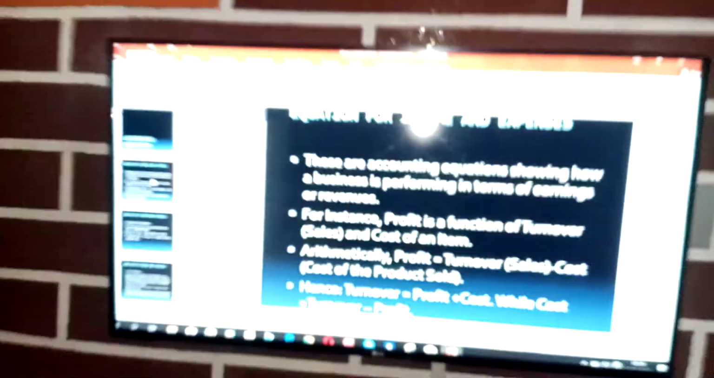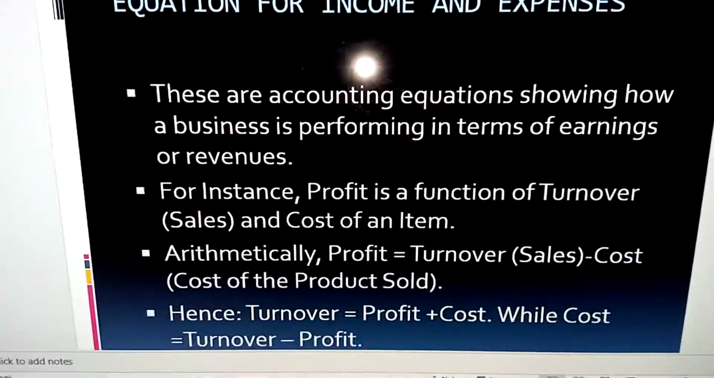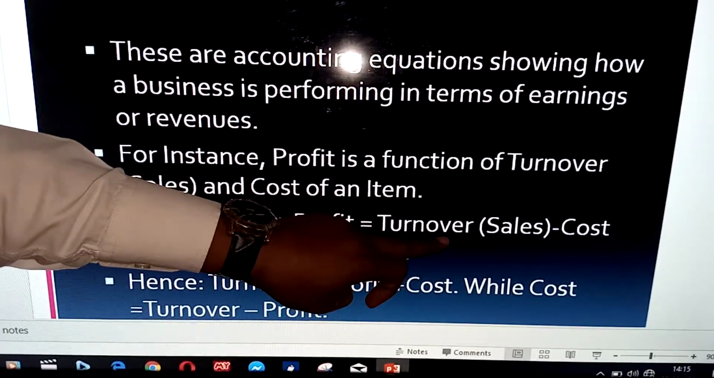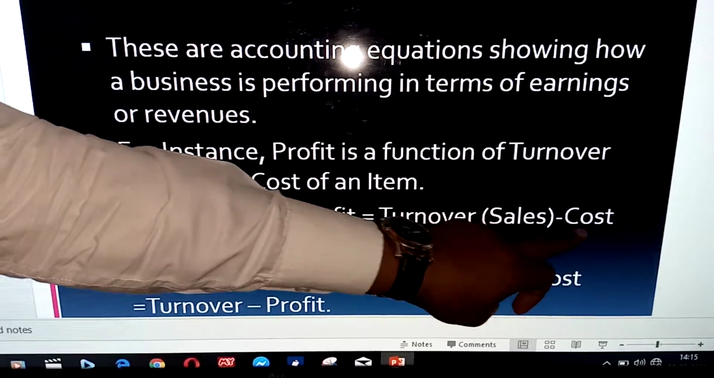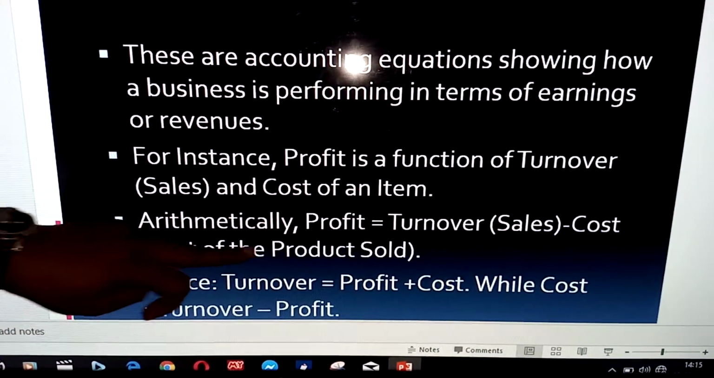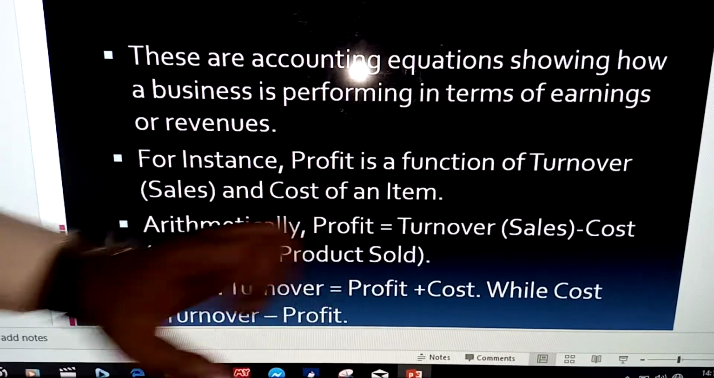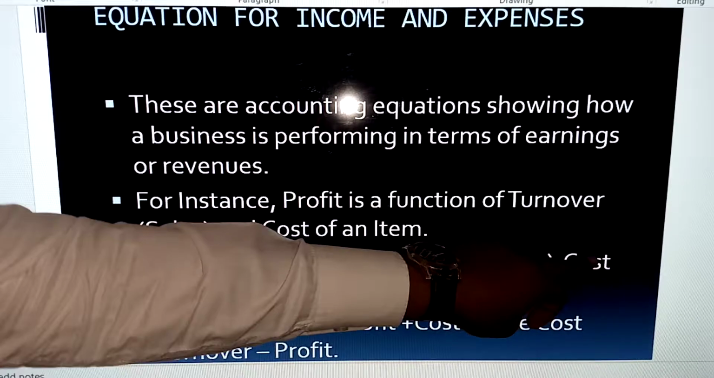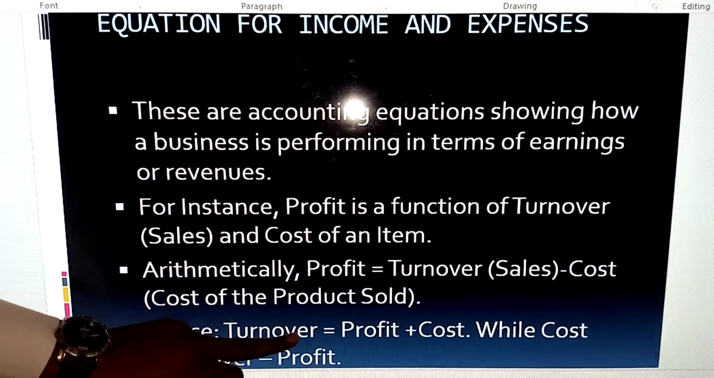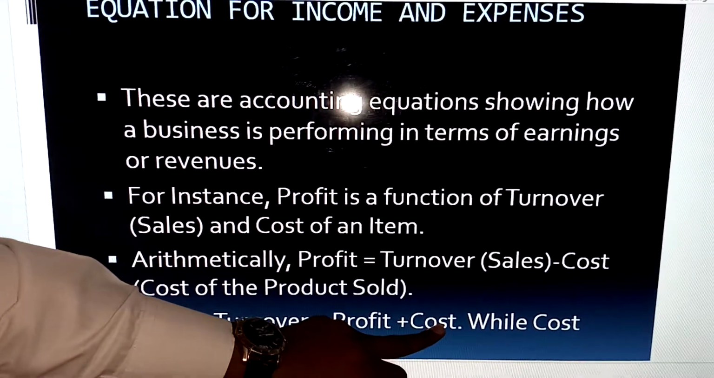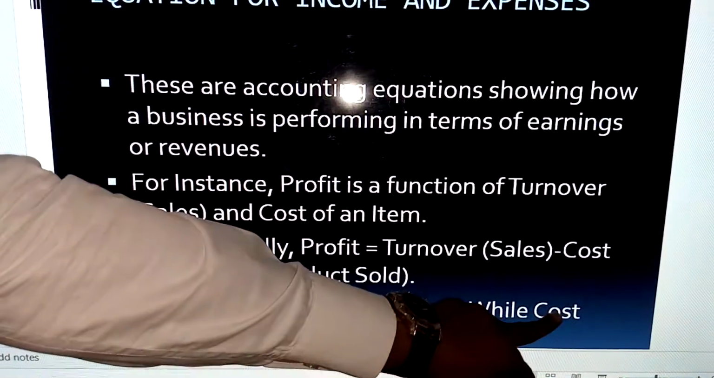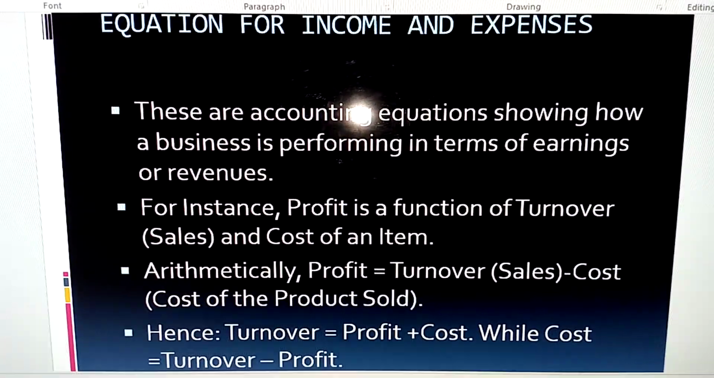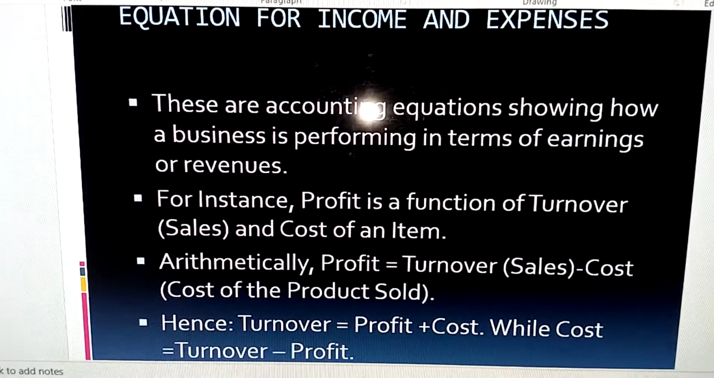So what I am trying to say is that arithmetically, we can say profit is equal to turnover, which is the same thing as what? Sales minus costs, which is the same thing as what? Cost of the product sold. So if we have established that profit is equal to turnover minus costs, then we can as well express the same equation as what? Turnover is equal to profit plus cost. We can as well say cost is equal to what? Turnover minus profit. You know, this is useful when we're trying to get values from an incomplete record.